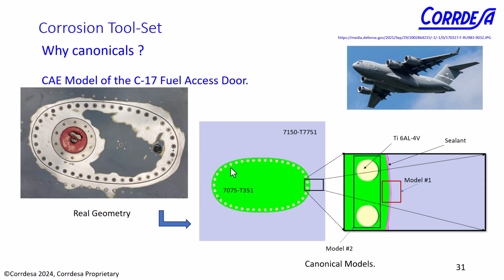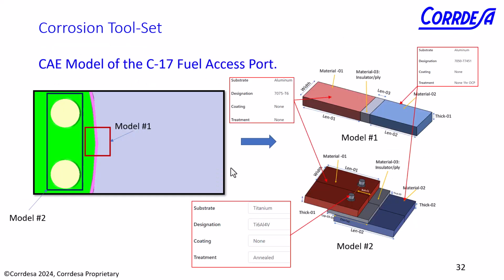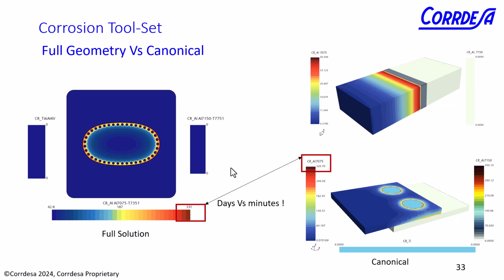So what we have here is our surrogate models. You can see on the right hand side where I've just talked about the butt joint, Model 1, and the fastened joint, Model 2. So we put in the appropriate dimensions and the appropriate materials. It's very quick and you can see the results of the surrogate models over here on the right.